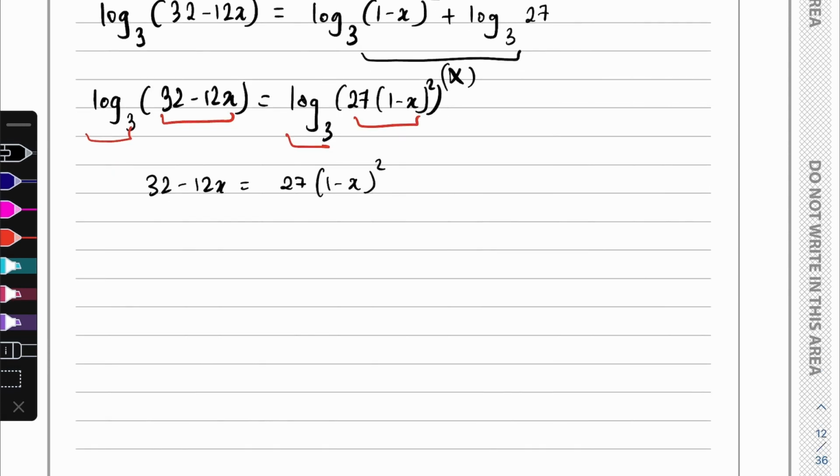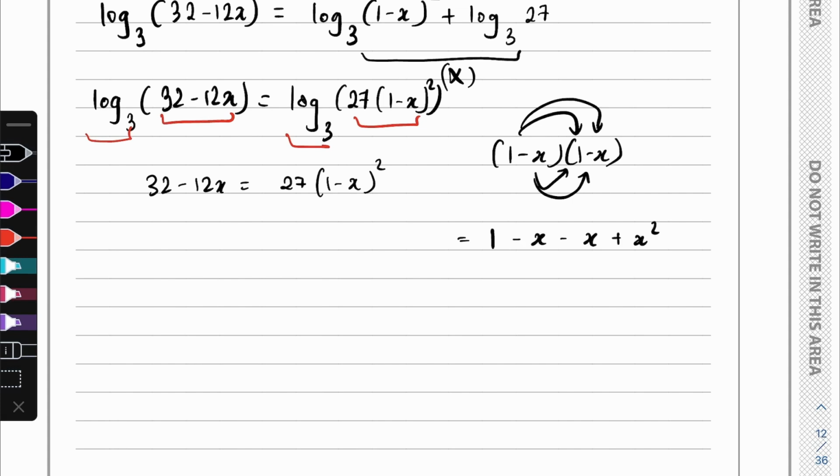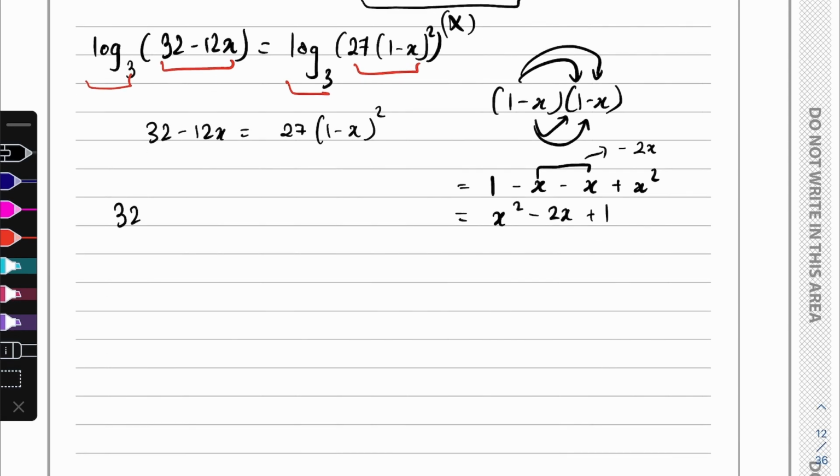Now we can do this separately. 1 minus x squared is 1 minus x times 1 minus x. This is when we multiply 1 by 1, 1 by negative x, minus x by 1, and minus x by x. This gives us 1 minus x minus another x plus x squared. So let's arrange it with respect to the power. So x squared, we collate these terms, this becomes minus 2x, plus 1. So now we have 32 minus 12x equals 27 times x squared minus 2x plus 1.